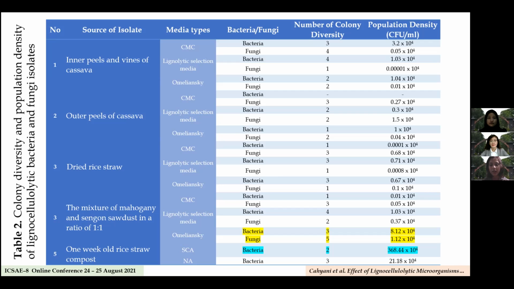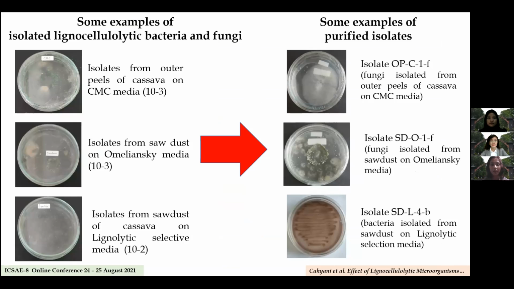And for general bacteria and actinobacteria, isolated from 1 week old compost and grown on NA and CA media, they show similar types, but the population density was higher on CA media. On the left side are some photos of lignocellulolytic microorganism isolates. On the right side are some photos of pure cultures of lignocellulolytic microorganisms.